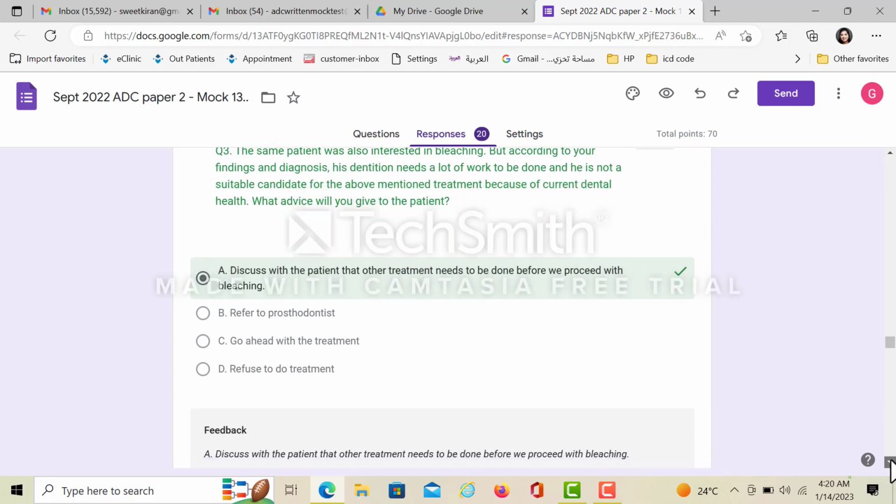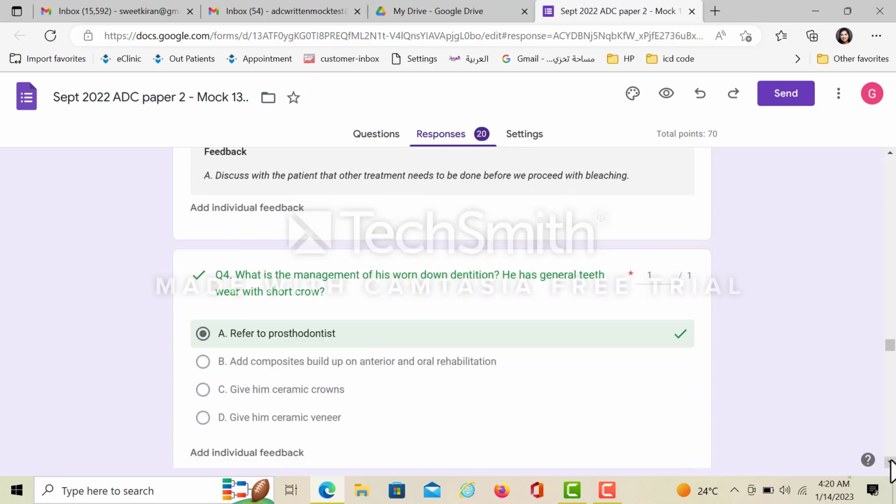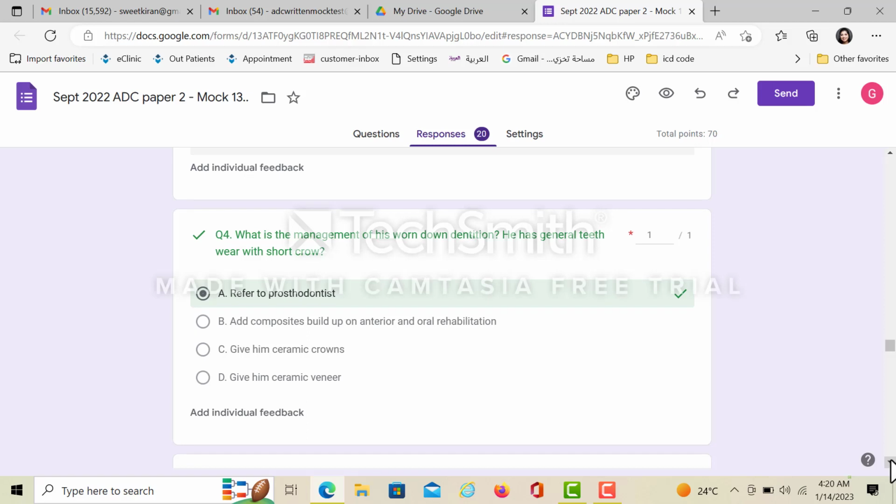So option A. What is the management of his worn down dentition? He has general teeth wear and short crowns. That's not crow, that's crown. Spelling mistake. Here you can refer to the prosthodontist.